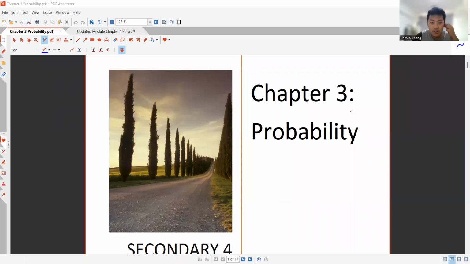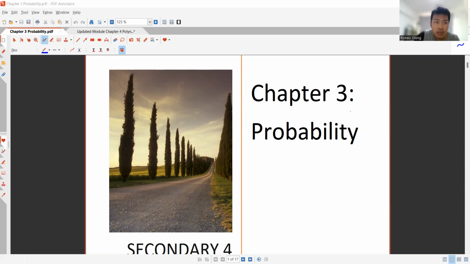Okay, hello students. In this lesson, we are going to start our new chapter, which is probability. Actually, you have learned this concept in Sec 2, but you only touched on the simple part of probability. In this topic, there are altogether three different subtopics.